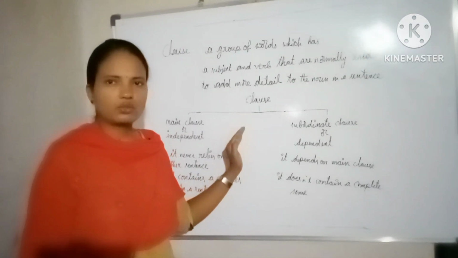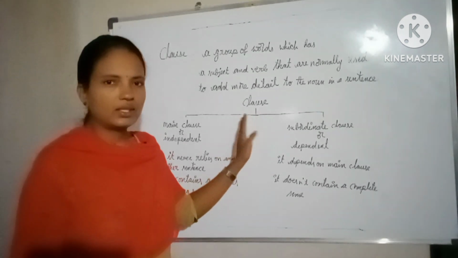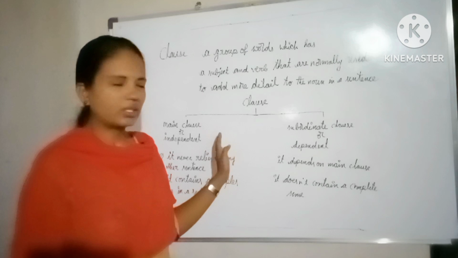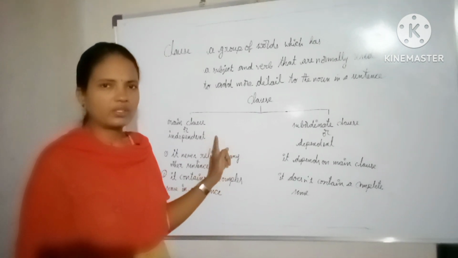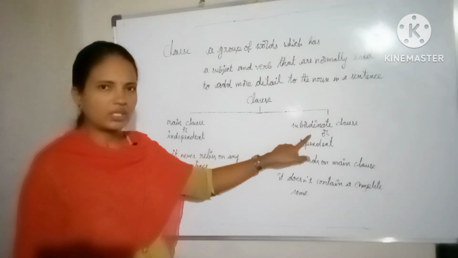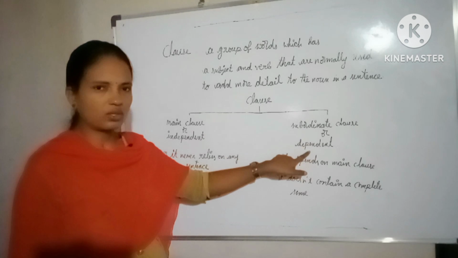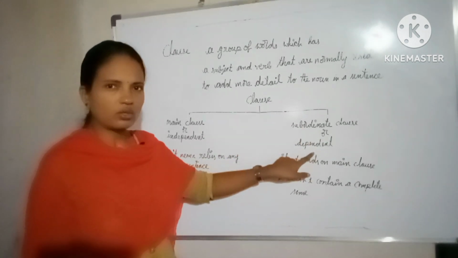So there are two types in clause. One is main clause or independent clause. The other one is subordinate clause or dependent clause.